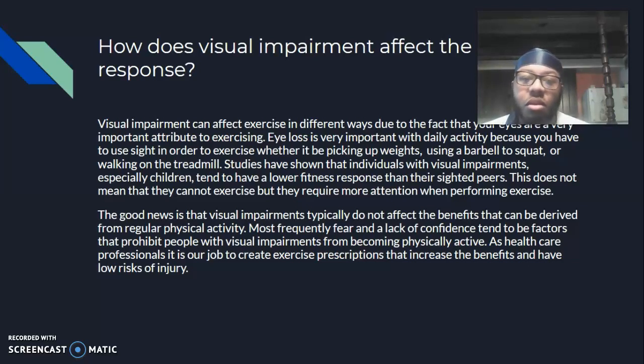Some studies have shown that individuals with visual impairments, especially children, tend to have a lower fitness response than sighted peers. But it doesn't mean that they can't exercise. It just means that they probably are going to need more attention when performing exercise. And the good news is that visual impairment typically doesn't affect the benefits that can be derived from regular physical activity.